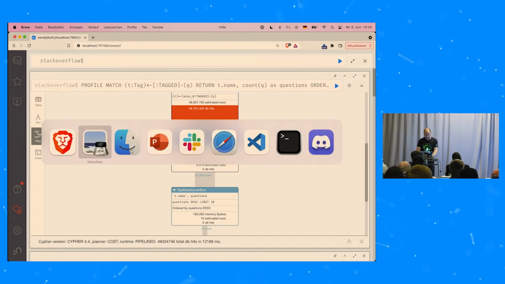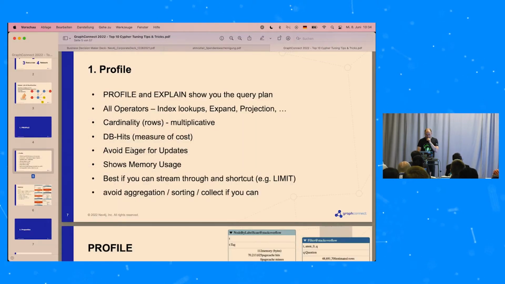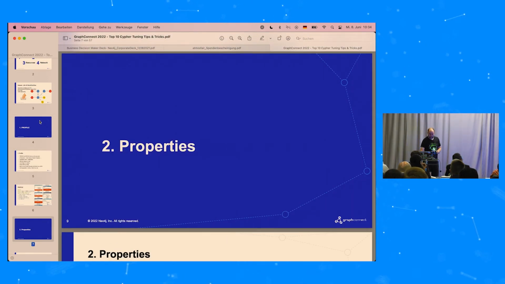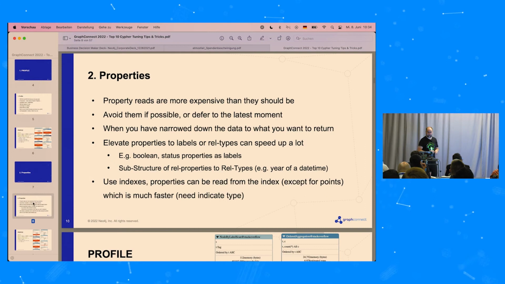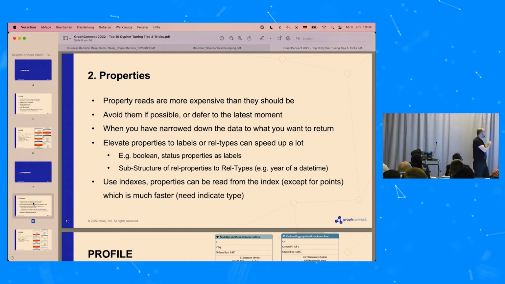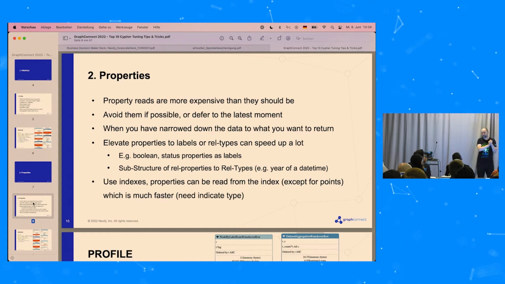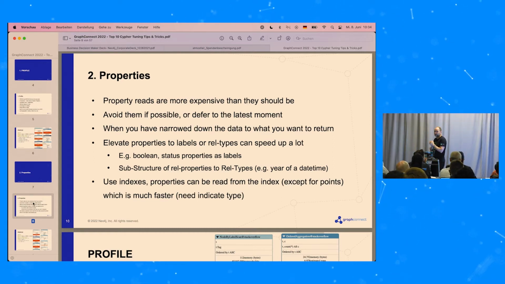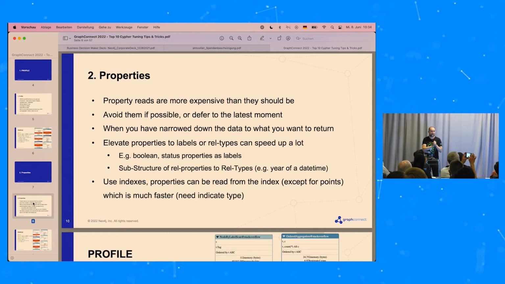Okay, so much for profile. Next one is properties. So in Neo4j, property reads are more expensive than they should be. I would love if you had a better property storage that is faster, but it is what it is. And so you should avoid property reads until the last moment possible, right?